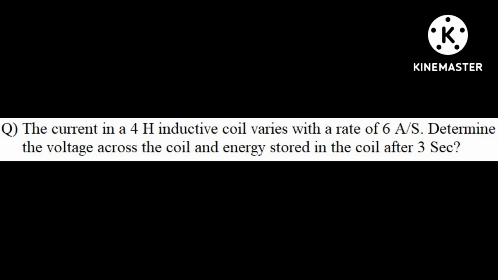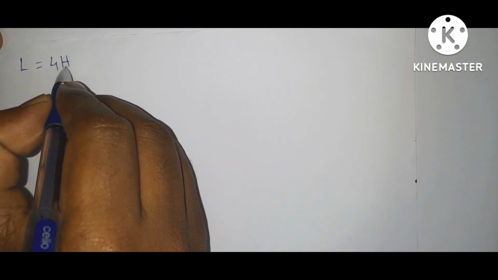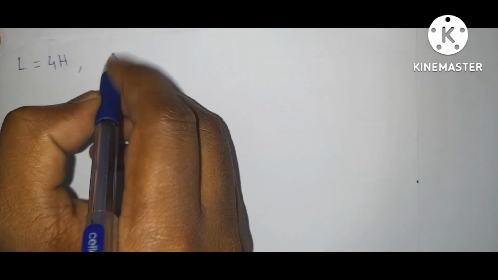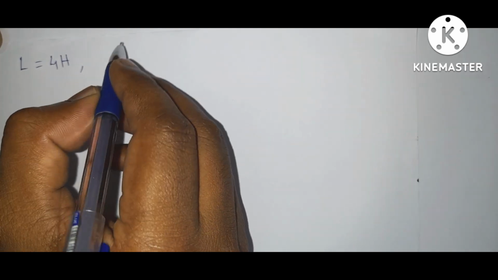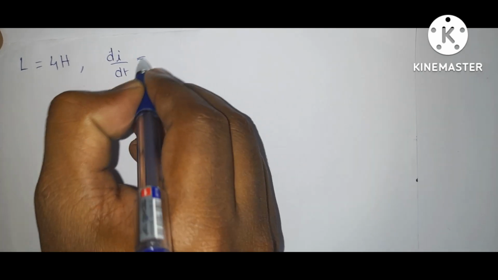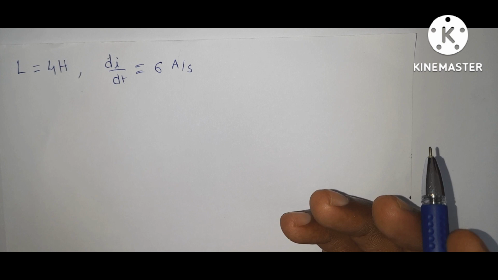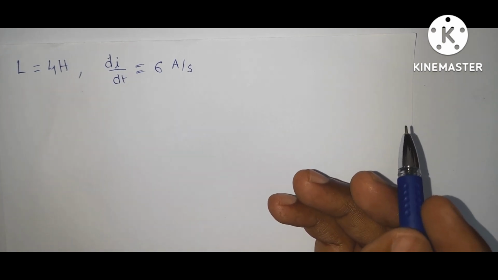Next question. The current in a 4 Henry inductive coil varies at the rate of 6 amperes per second. Determine the voltage across the coil and the energy stored in the coil after 3 seconds. What are the given values? L is equal to 4 Henry. The rate of current, that is di by dt, is given as 6 amperes per second.